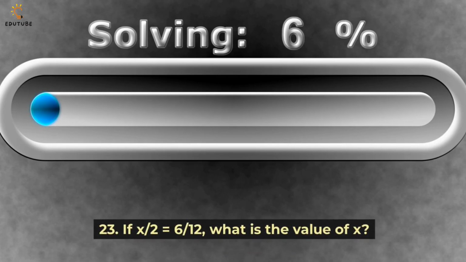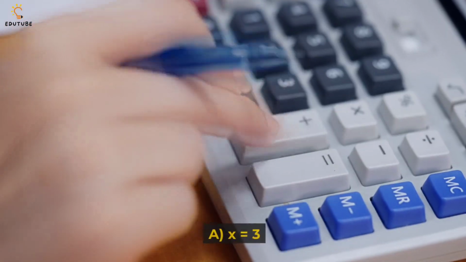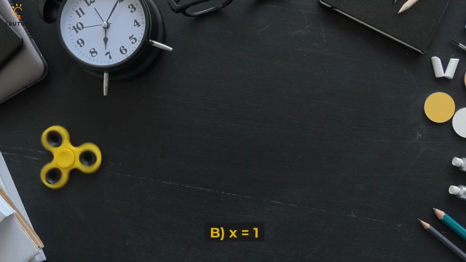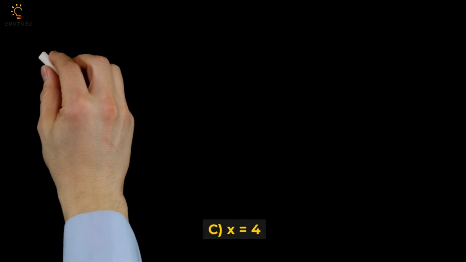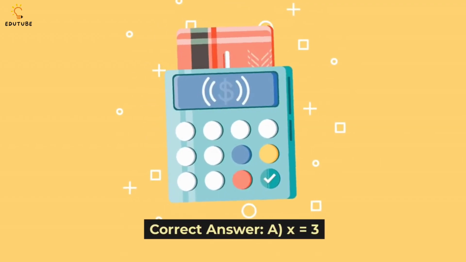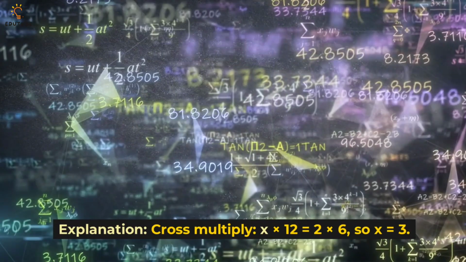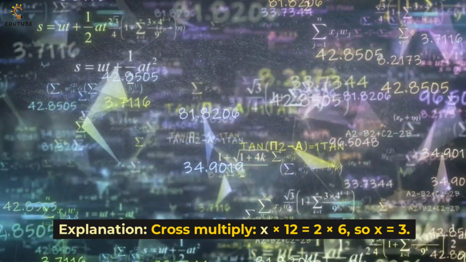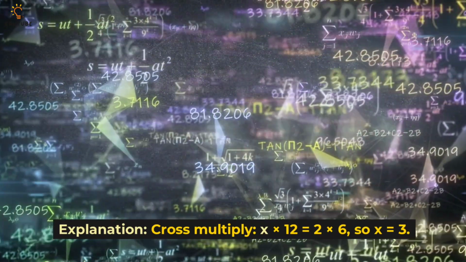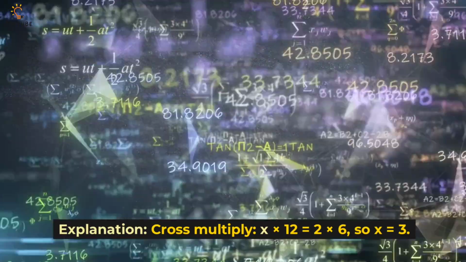23. If x/2 equals 6/12, what is the value of x? A. x equals 3, B. x equals 1, C. x equals 4, D. x equals 12. Correct answer: A. x equals 3. Explanation: Cross multiply. x times 12 equals 2 times 6, so x equals 3.